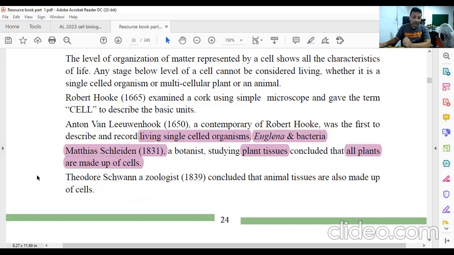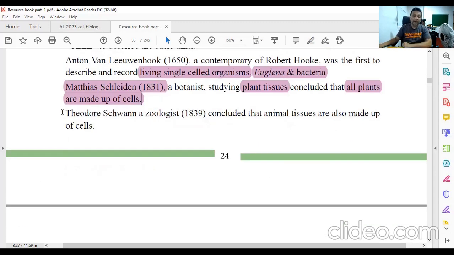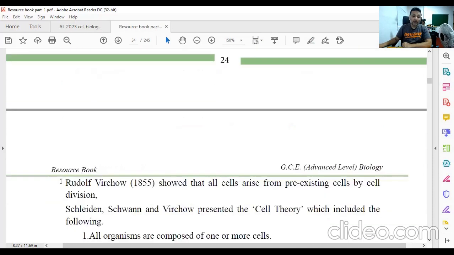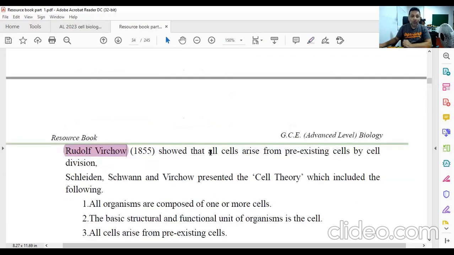At the same time, the fourth person in the question is Theodor Schwann. He is a zoologist. He studied animal tissues and concluded that animal tissues are made up of cells. And the final person is Rudolf Virchow. Rudolf Virchow concluded that all cells arise from pre-existing cells by cell division.